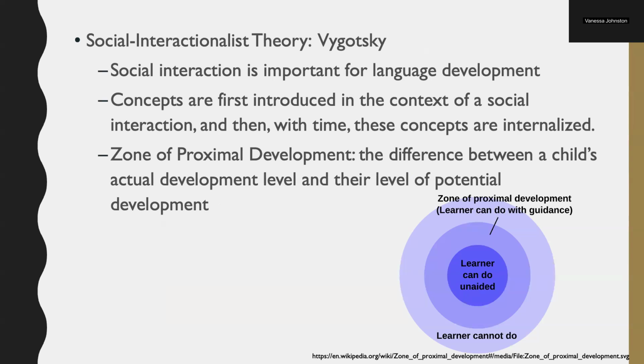One critical concept of this theory is the zone of proximal development, which is the difference between a child's actual development level and their level of potential development. This focuses on abilities that are in the process of maturing rather than solely on abilities that have already matured.